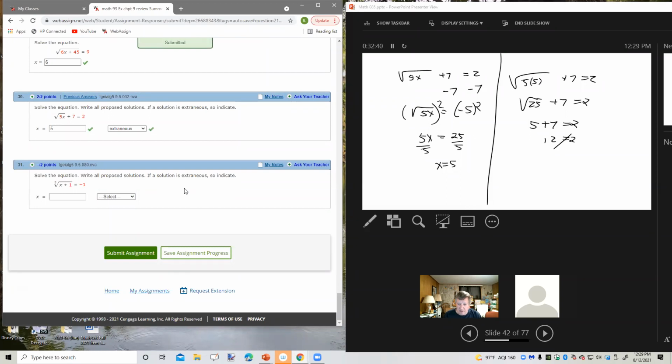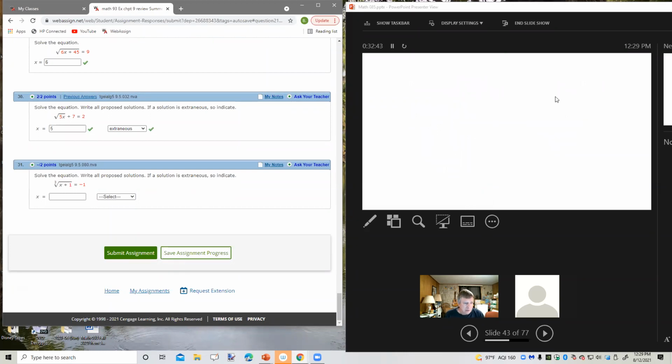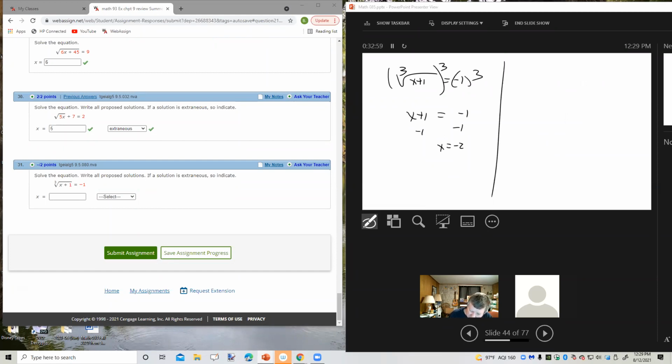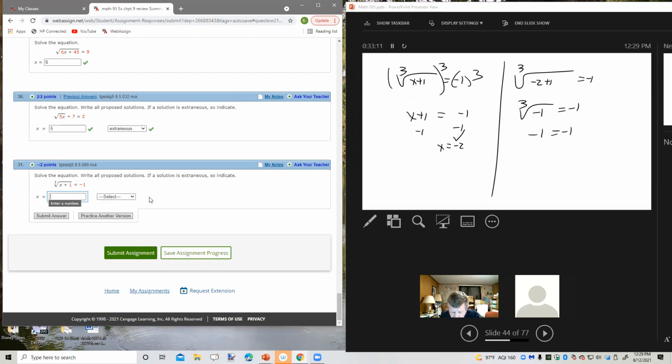Extraneous are solutions that you get, but then they don't work. And finally, we've got the cube root of quantity x plus 1 equals negative 1. We've got the radical isolated. We're going to cube both sides in this case. And then subtracting 1, x equals negative 2. Let's check it out. It checks. Negative 2.